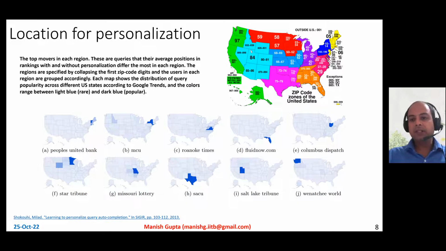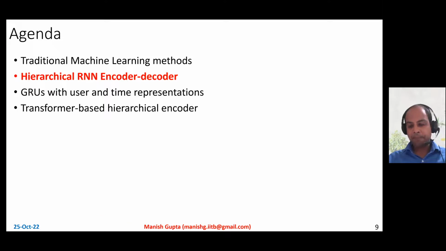These are the big movers, or the queries which saw the greatest movement in their accuracy based on location. So location, of course, is a hierarchical attribute, but you could group locations by zip codes. And what you see here is that certain kinds of things which are popular in certain parts of the US actually saw significant movement in terms of their accurate predictions. Okay, so that was traditional machine learning methods.